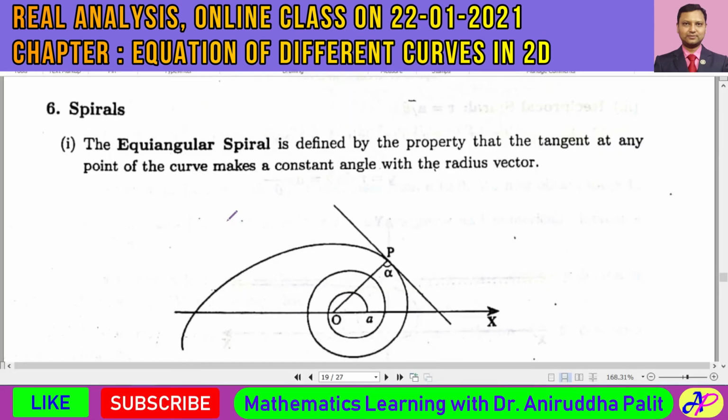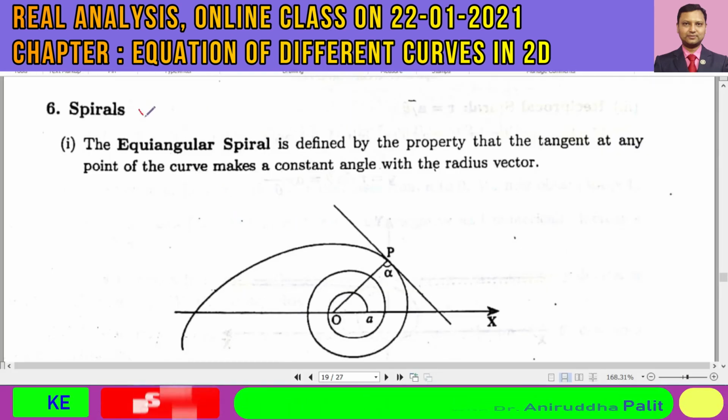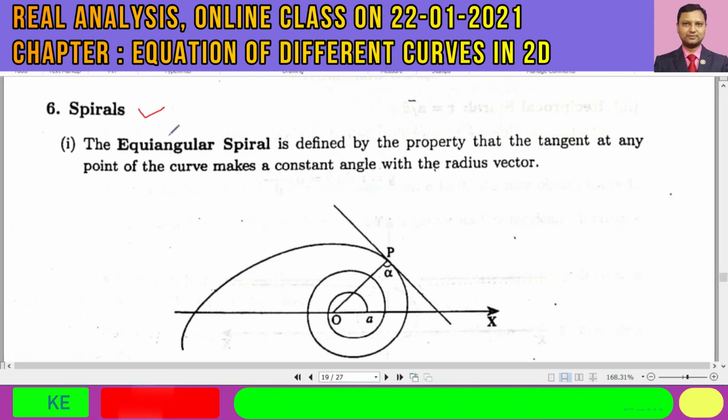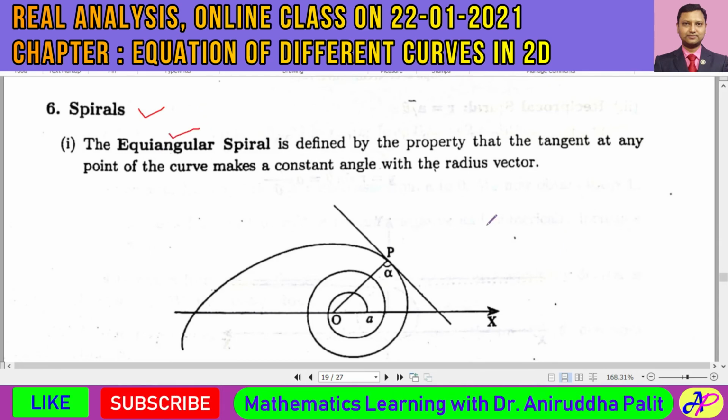These kinds of curves are called spirals. Particularly, there are several kinds of spirals, and one spiral that would be very useful for us is called the equiangular spiral.